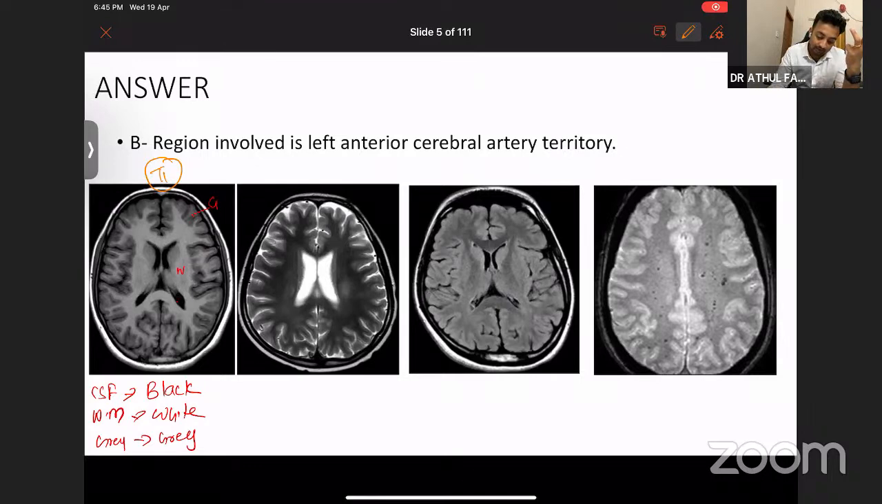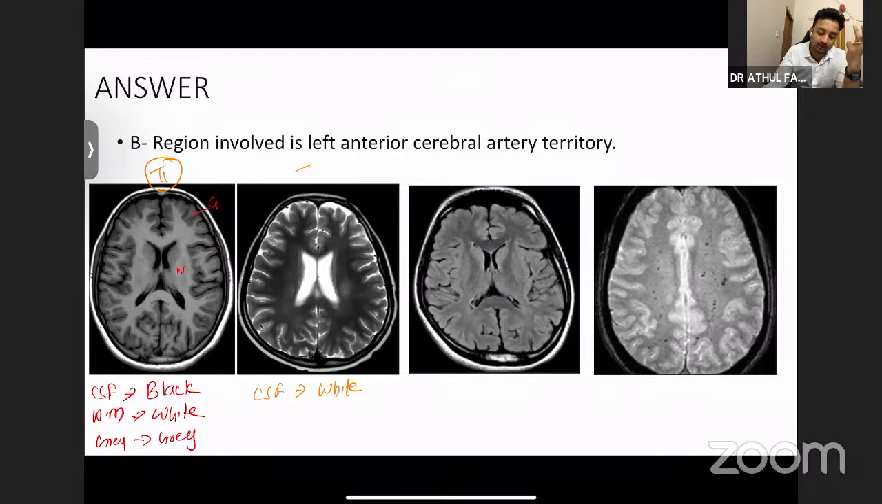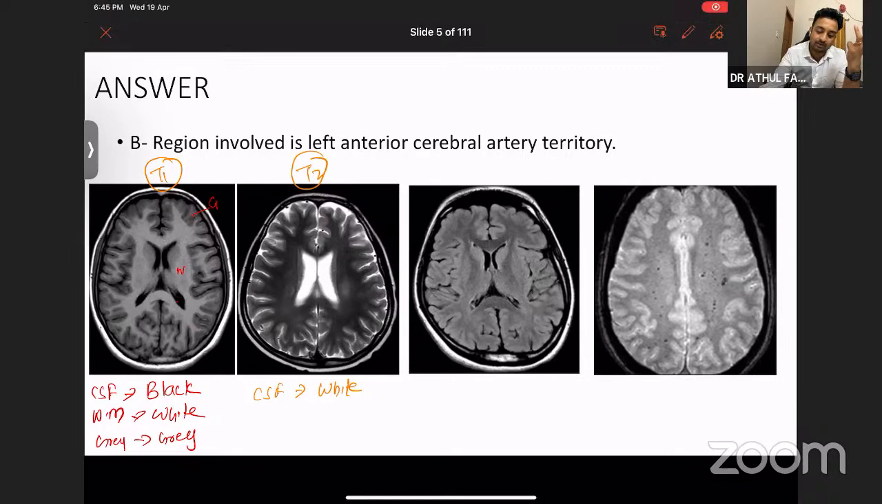Second, we will see. The CSF appears white here. So when the CSF is white, then there is only one answer, that is T2. Okay. So the concept is very simple. When the CSF is bright, there is only one thing, that is T2. But you have to see the white matter. The white matter appears gray, and the gray matter appears white. So that is just opposite.